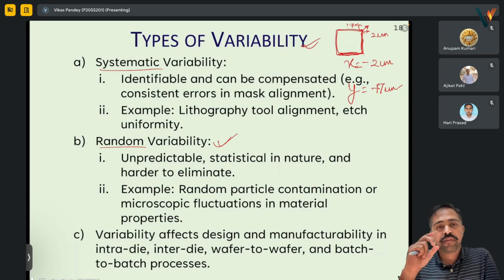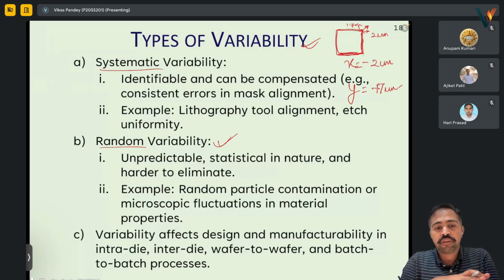In some cases we might be able to focus properly. In the next case, some slight variation can be there. So that is random. That is not well defined, that such an error will occur. So we have to compensate for it. So these kinds of variabilities, systematic or random, affect the design and manufacturability in intra-die, inter-die, wafer to wafer, and batch to batch process.